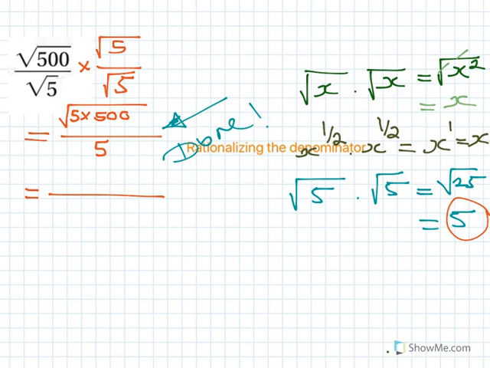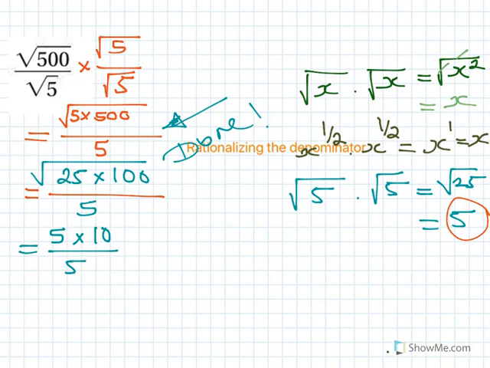So 5 times 500 is like 25 times 100 under the square root, and under that I have 5. The square root of 25 is only 5, times the square root of 100, which is 10, over 5. Let's simplify by cancelling 5 with 5. You end up with 10. So the simplified version of the square root of 500 over the square root of 5 is only 10.